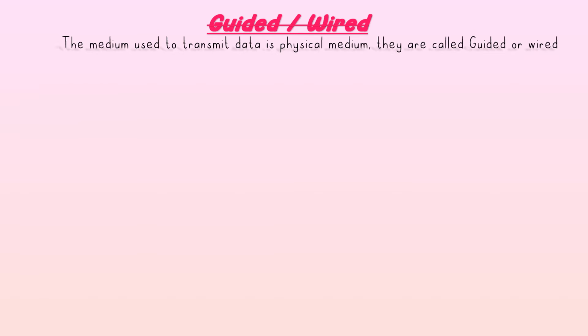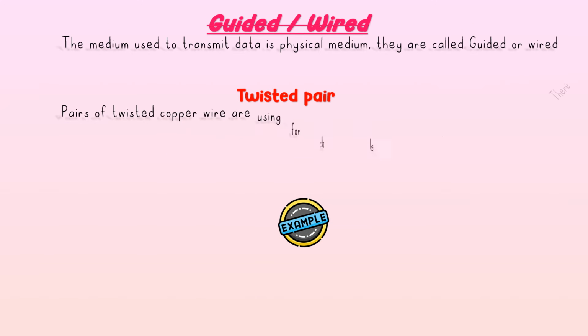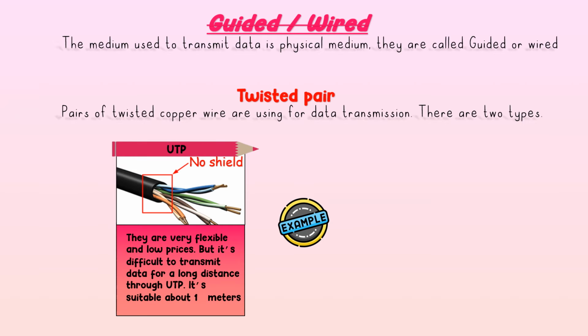Guided or wired. The medium used to transmit data is a physical medium. They are called guided or wired. Example 1, twisted pair. Pairs of twisted copper wire are used for data transmission. There are two types. UTP: they are very flexible and low priced, but it's difficult to transmit data over long distances through UTP. It's suitable for about 1 meter.